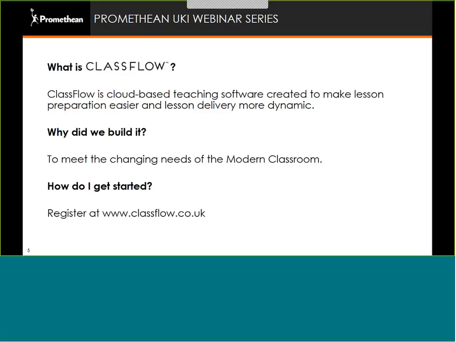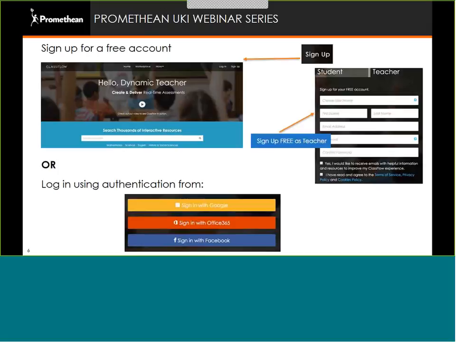Okay, so how do we get started? In the UK, we have our own ClassFlow website called classflow.co.uk. You just need to open up a web browser and type in classflow.co.uk, and you'll come to the home page here. You just want to sign up for it, fill in your details here, and create your account.